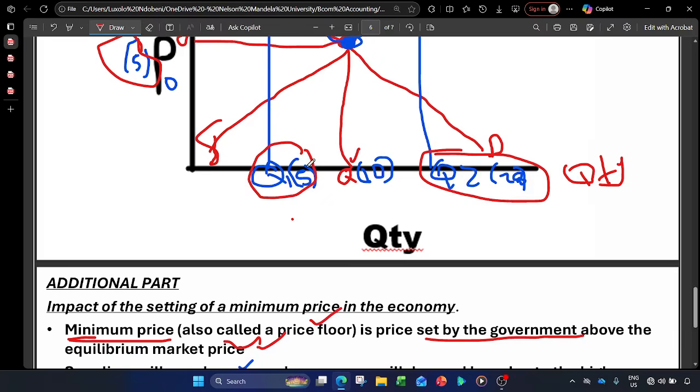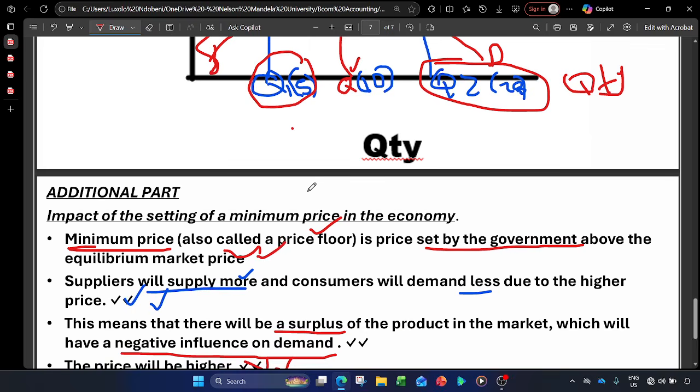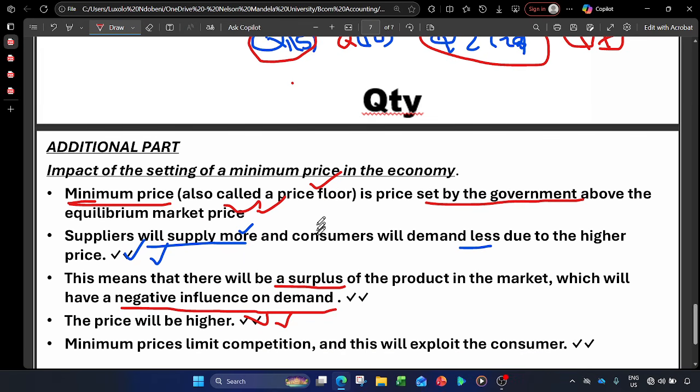Then the last one, since you already stated a lot of things that happened in the draft, you can just summarize that minimum prices limit competition and thus exploit the consumers, and you'll get 2 marks for saying that. Why does it limit competition? Because now the prices will be determined by the government, right? So that means the businesses have no influence on the price, right?